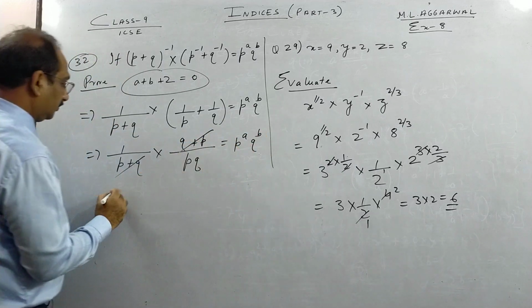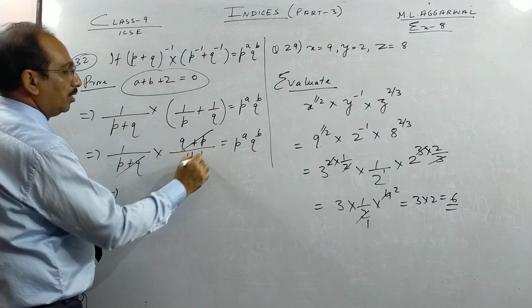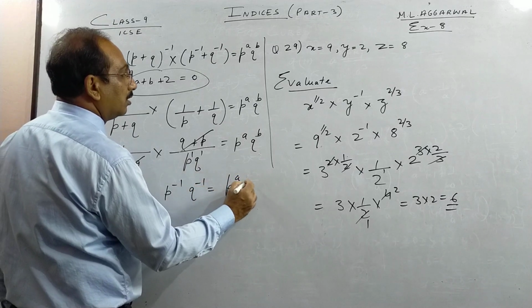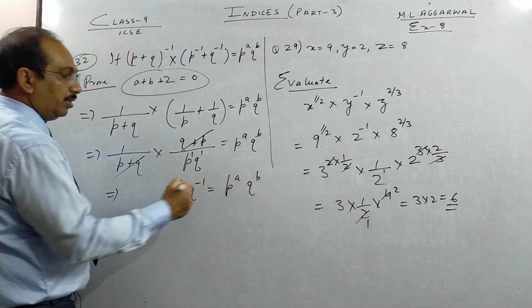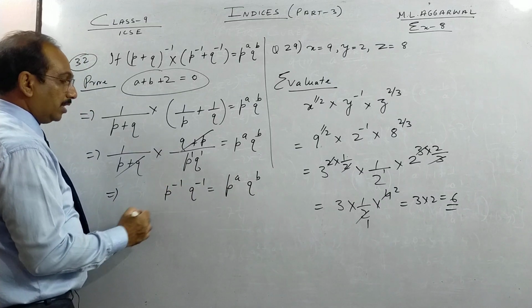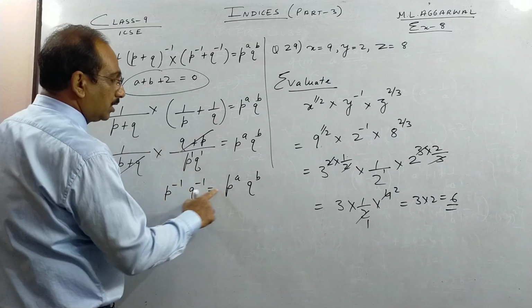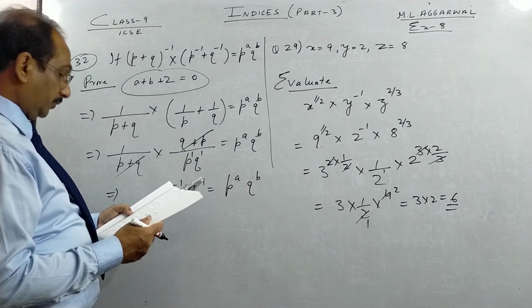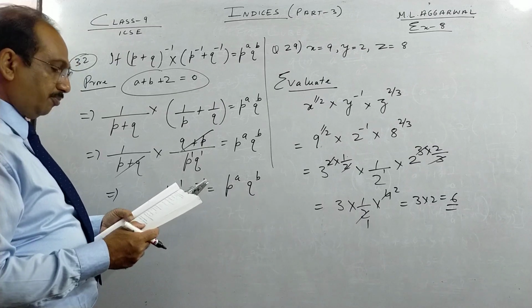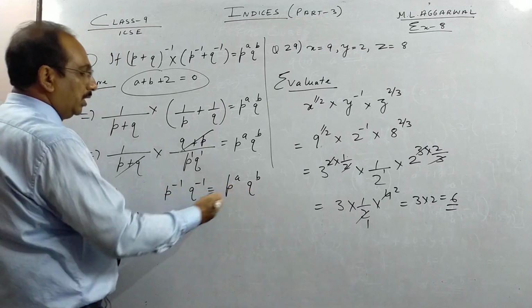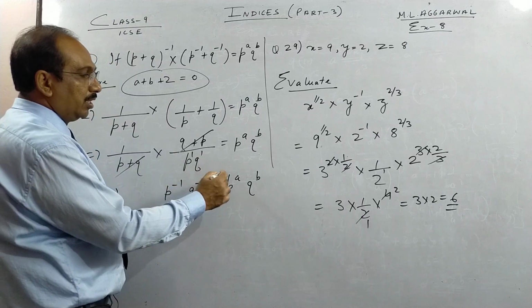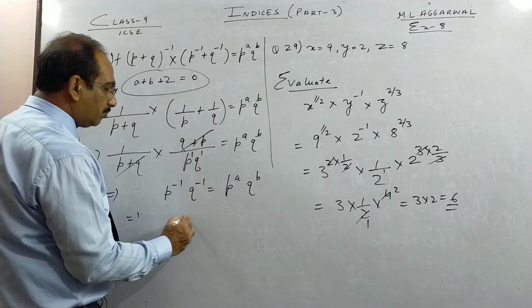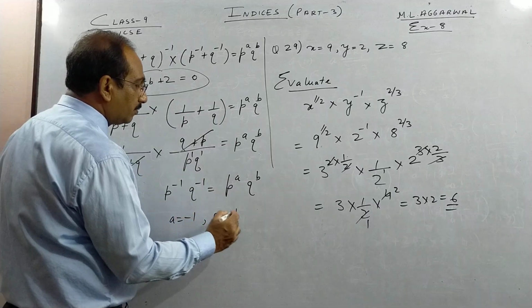So this will go up, both are power 1, and this will become p to the power minus 1, q to the power minus 1. Finally, when bases are equal, we can equate the powers this side and that side, because the question is saying that in question 32 p and q are different positive primes, so we cannot group them. So equating, we will get a is minus 1 and b is minus 1.